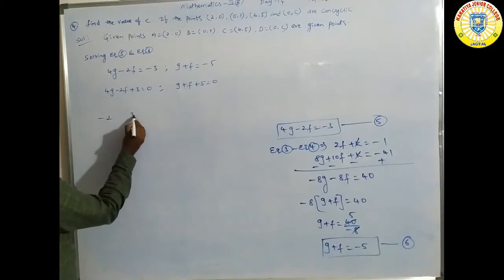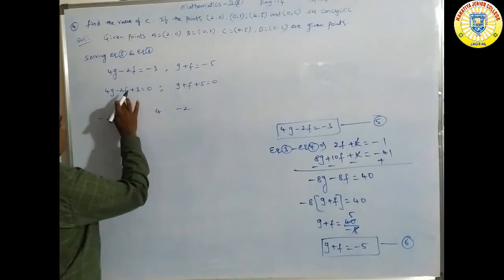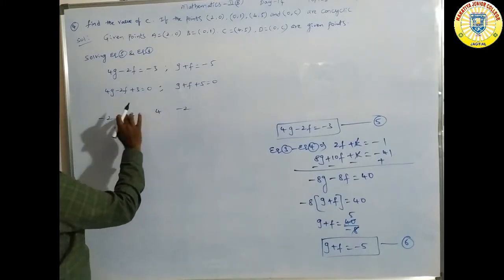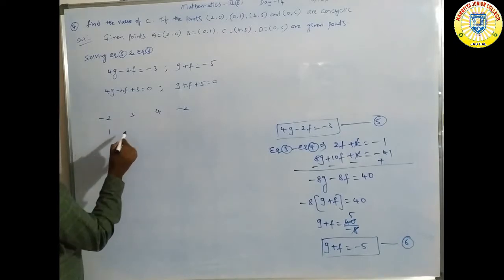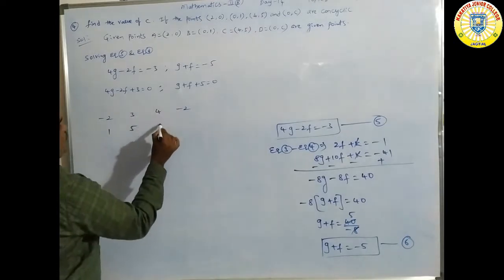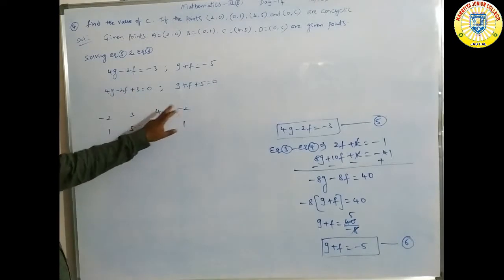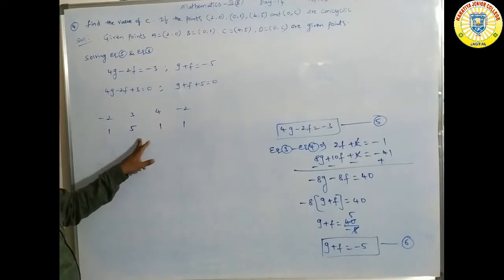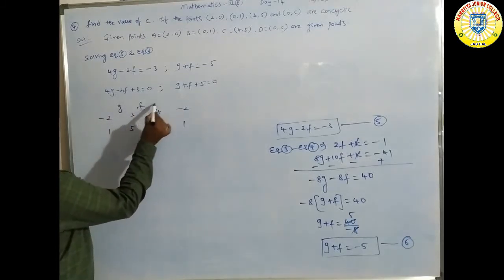Minus 2, 3, 4, minus 2. Next we are writing this one. F coefficient, what is there? 1, 5, 1, 1. Here observe this one. First we are writing F coefficient minus 2, 3, 4, minus 2. 1, 5, 1, 1. Here we are writing g, f, 1.